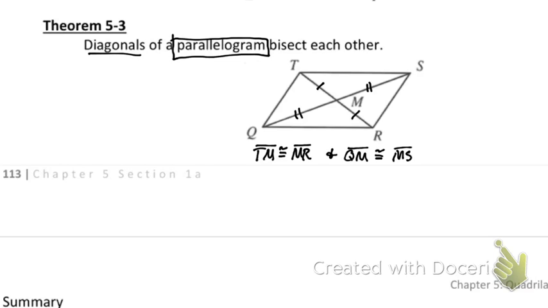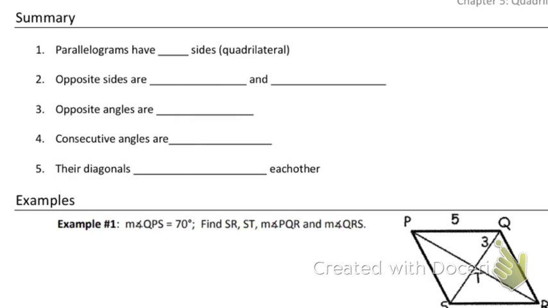All right, those are our three main theorems. That as soon as you read parallelogram, you should think all three of these things right off the bat. If I say parallelogram, think opposite sides are parallel, opposite sides are congruent, opposite angles are congruent, consecutive angles equal 180, and diagonals bisect each other. So you should think all of those things, and in fact, that's what we're going to put right here.